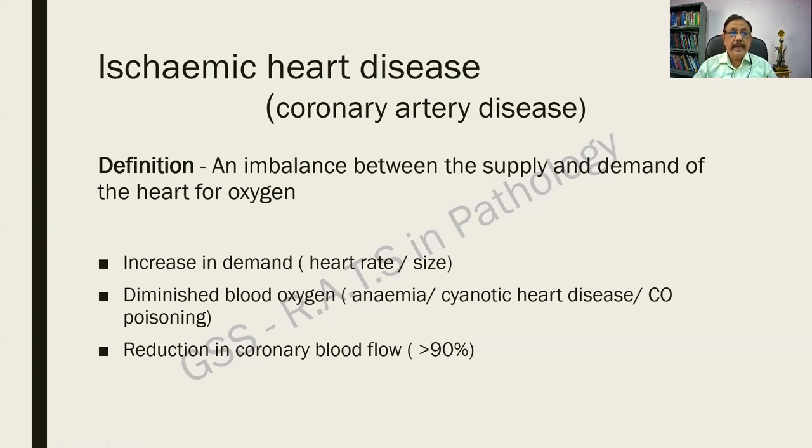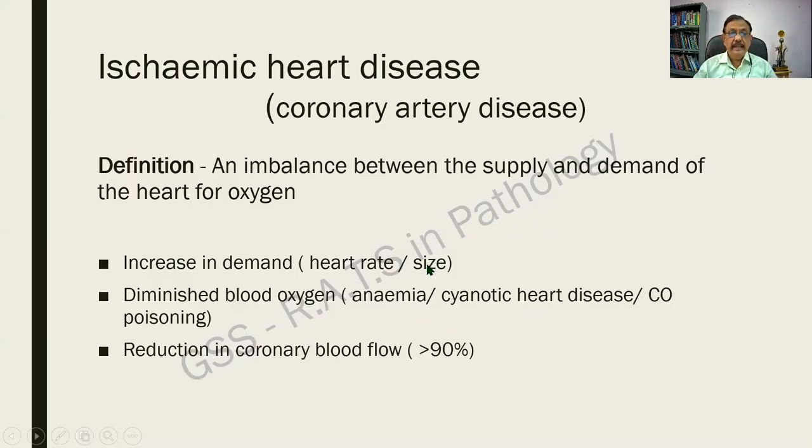There can be an ischemia whenever there is an increase in demand. This can be because of the increase in the heart rate or the increase in the size of the heart or both. Increase in demand. There is a diminished oxygen supply. This can be because of an anemia or the patient having a congenital cyanotic heart disease, or there is a poisoning with carbon monoxide. Any of these can lead to diminished oxygen supply, leading to a myocardial infarction or other ischemic heart disease.